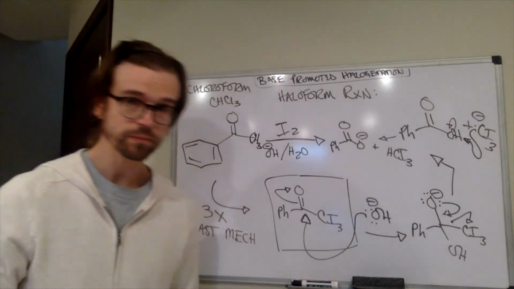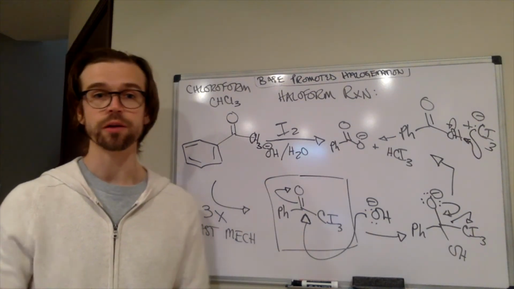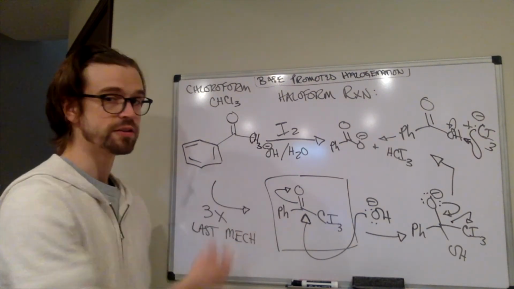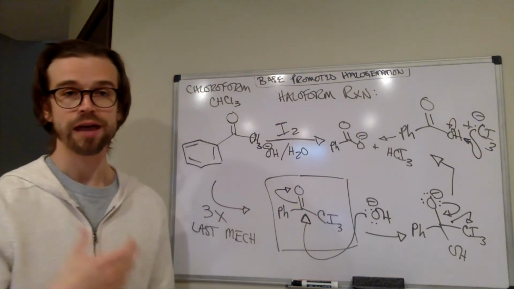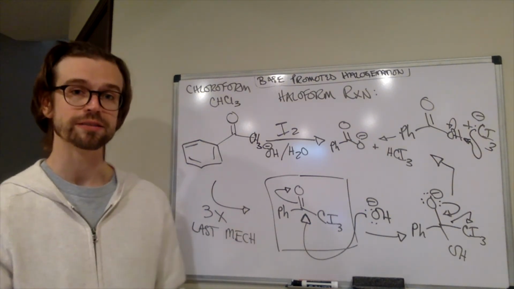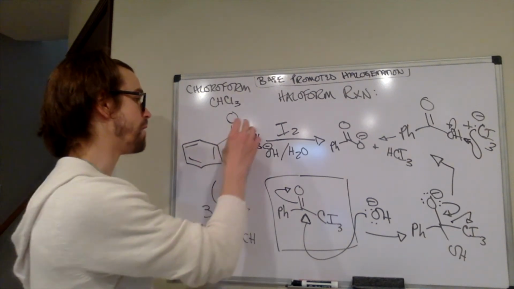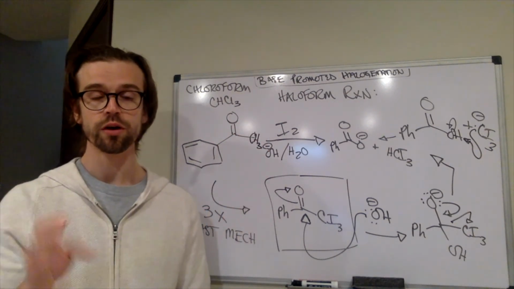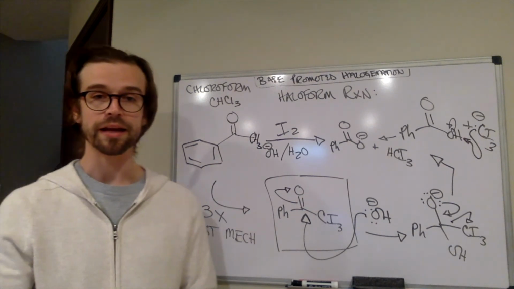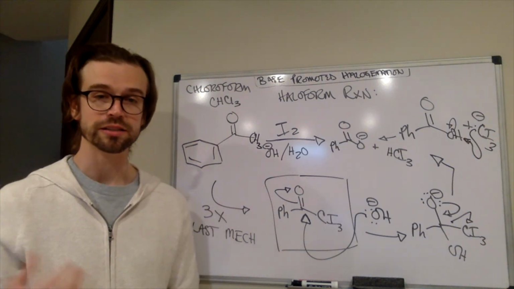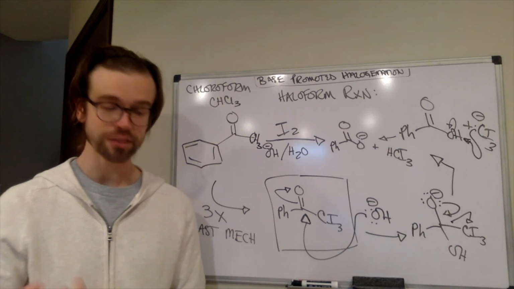So again, what have we learned so far? We learned that if we have a methyl ketone, we're going to go through this haloform reaction, 3 subsequent alpha halogenations followed by nucleophilic acyl substitution. If we don't have a methyl ketone, we're just going to put 2 halogens on that alpha position. And if we're under acidic conditions, that's the way that we can add a single halogen.